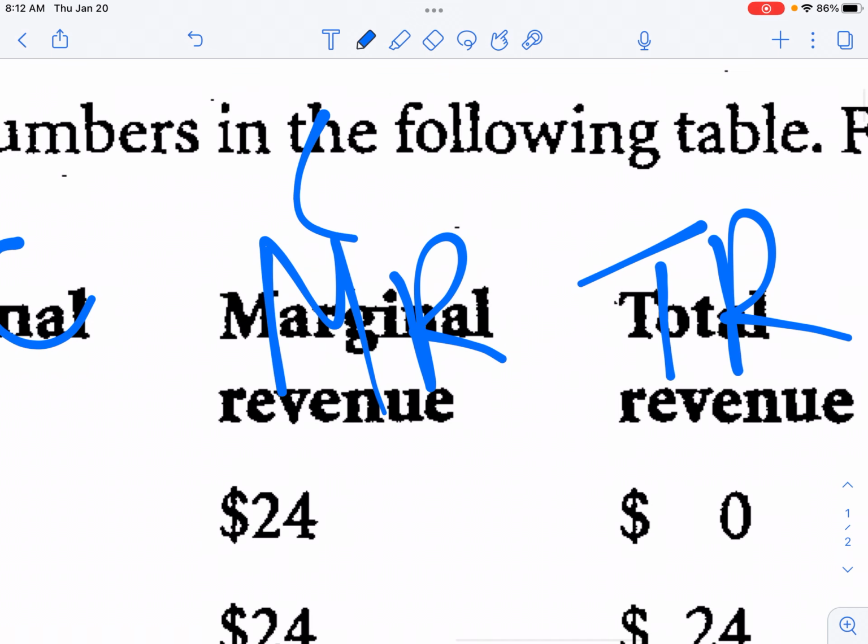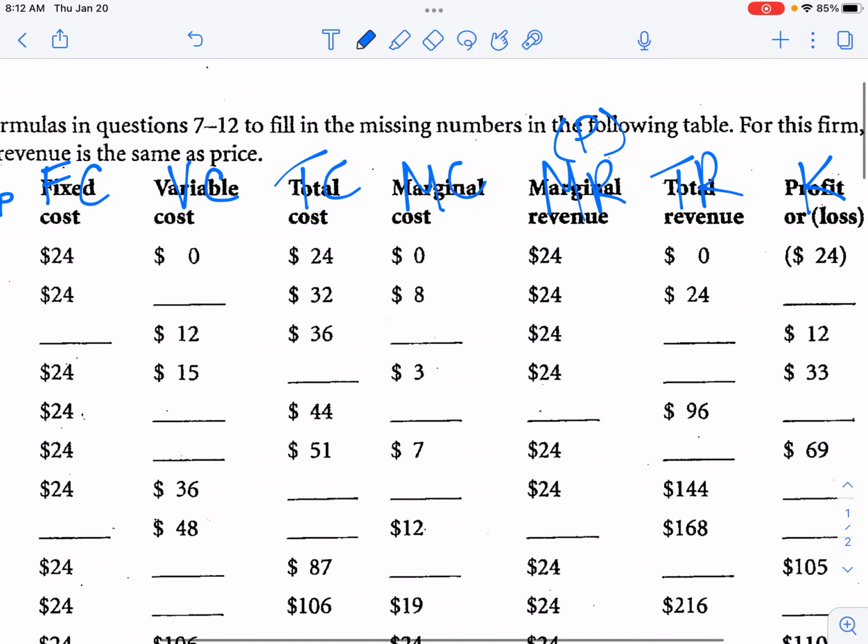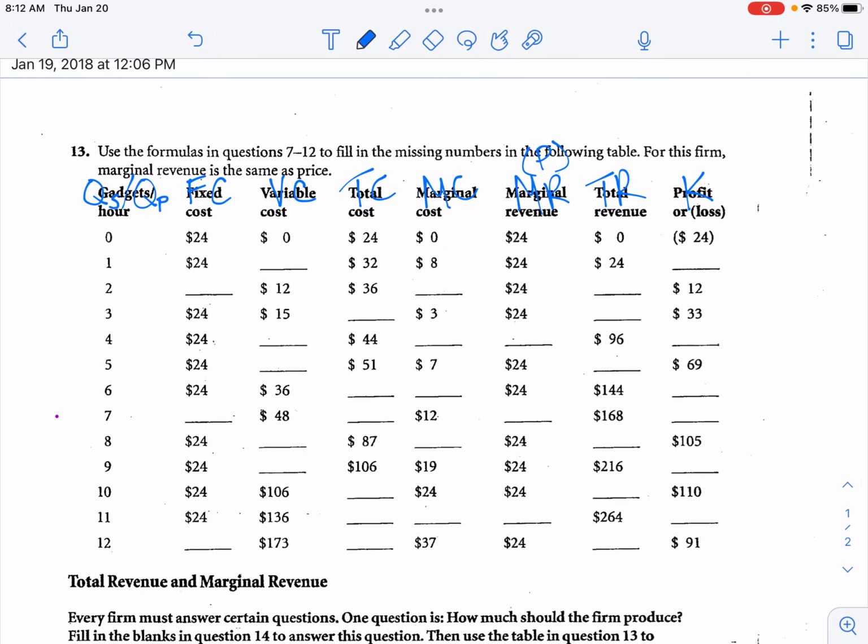Also, remember from your notes, marginal revenue should be the same as price in almost all circumstances because the additional amount of money that a firm is bringing in should be the price of what they charge for their product, with a few exceptions that we don't need to worry about at this moment.